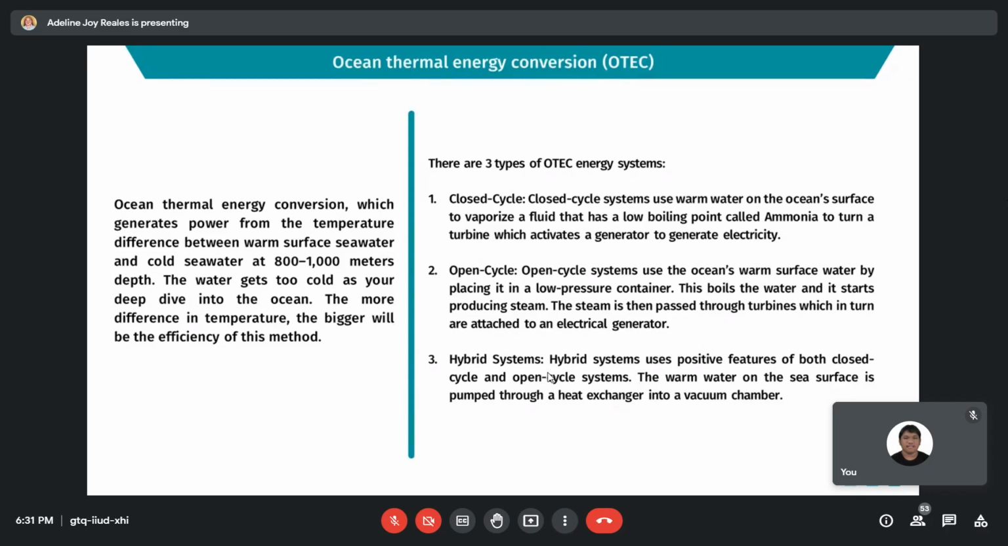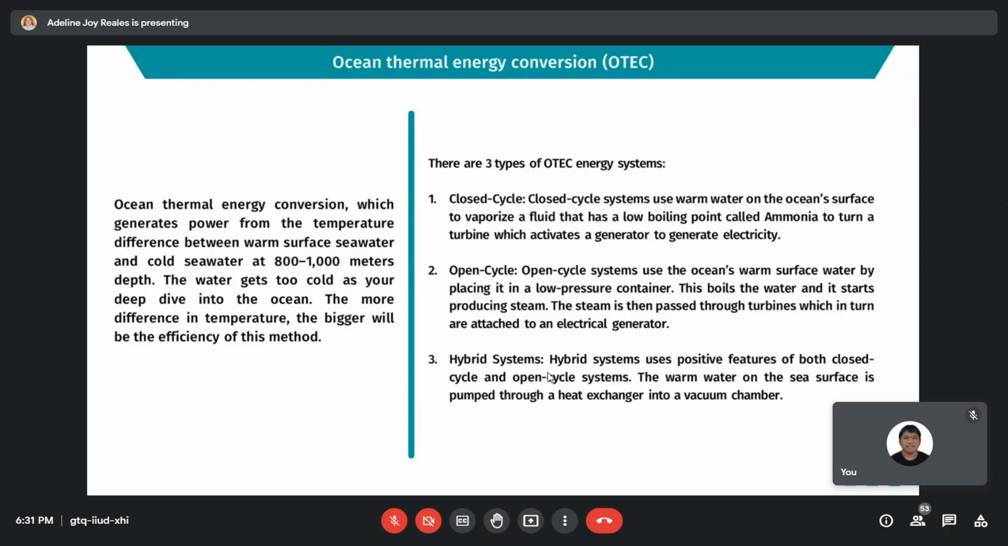Closed cycle systems use warm water on the ocean surface to vaporize a fluid that has a low boiling point, called ammonia, to turn a turbine which activates a generator to generate electricity. The second one is open cycle. Open cycle systems use the ocean's warm surface water by placing it in a low pressure container. This boils the water and it starts producing steam. The steam is then passed through turbines, which in turn are attached to an electrical generator.